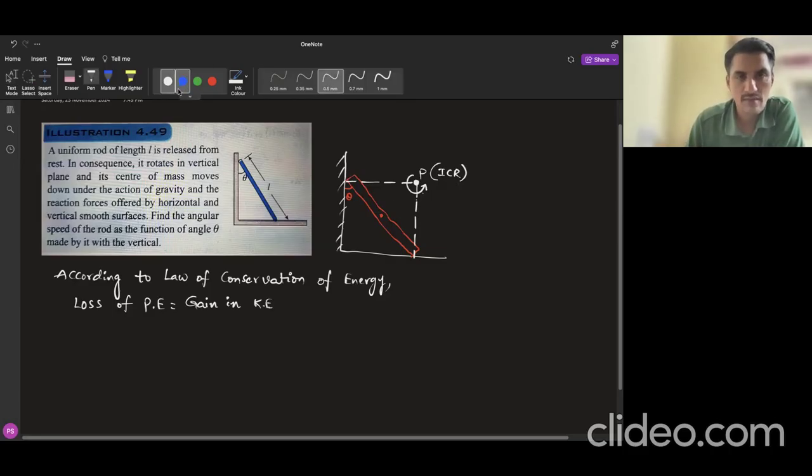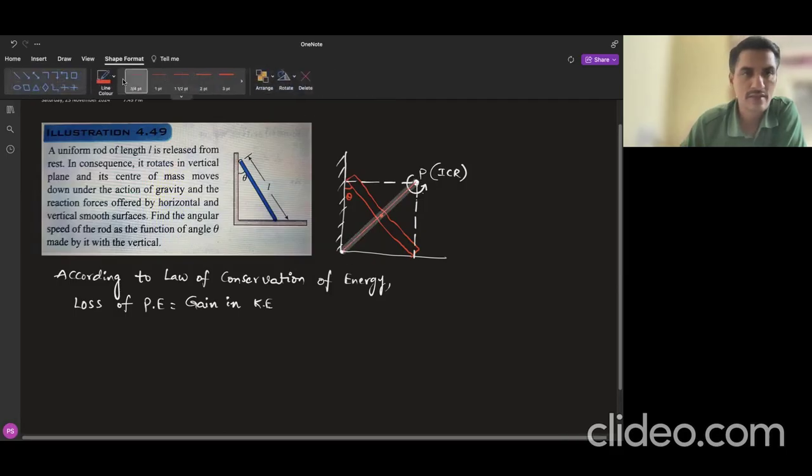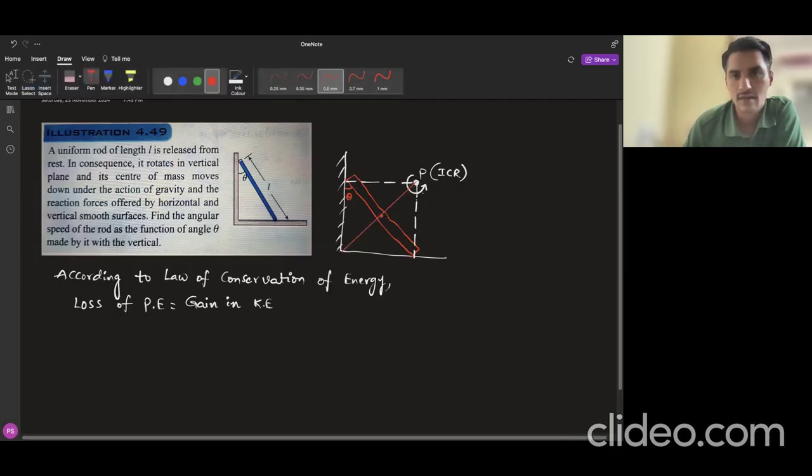Now, the main thing is to find the distances. That's it. Right, from point P to this distance. This distance. Let us take the entire distance here first. From point P to the center of the rod, the distance is L by 2. Am I right or not? The distance is L by 2.